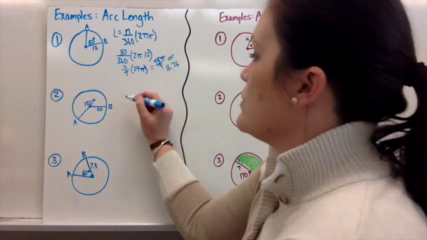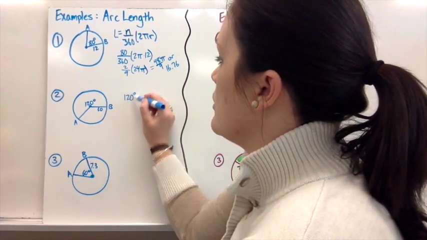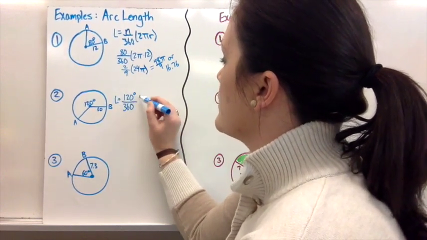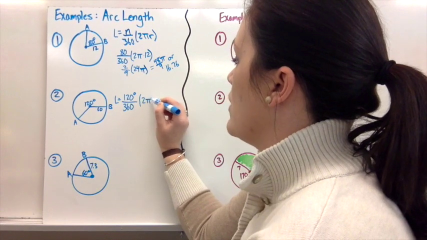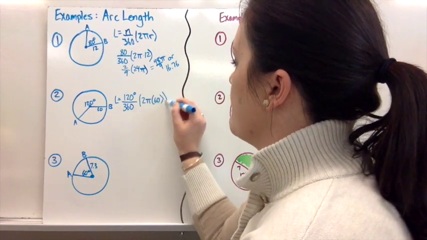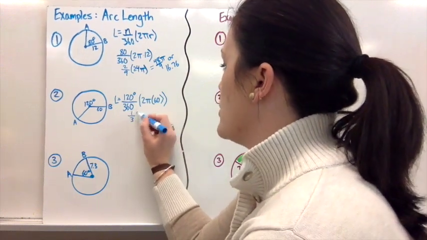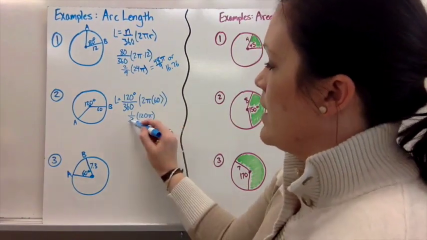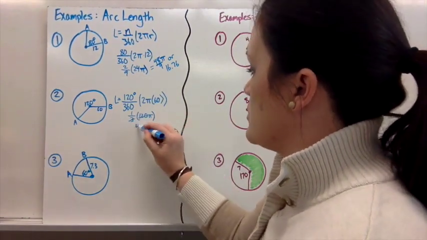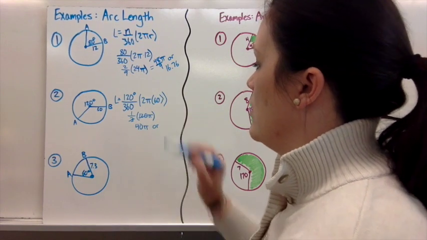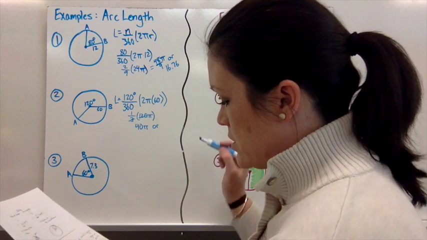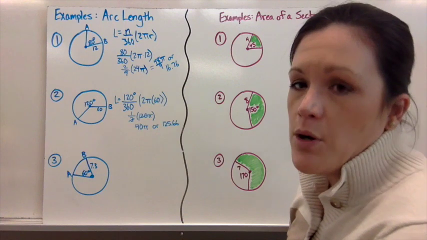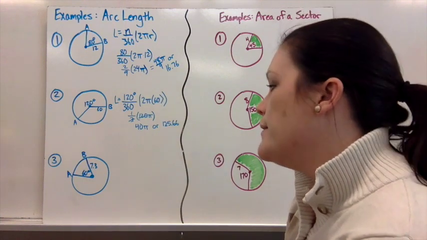Let's look at number 2. For this one, we have an angle measure of 120 degrees. We're looking for the arc length: 120 divided by 360 times 2 pi r, and r in this case was 60. So we multiply that and we get 1/3 times 120 pi. And then we could reduce, because 3 divides into 120 40 times. So we end up with 40 pi, or, I've already got my calculation, 125.66. Again, either one is fine. It's good to practice both, so in case you need one or the other, you know how to find it. And let's look at one more.